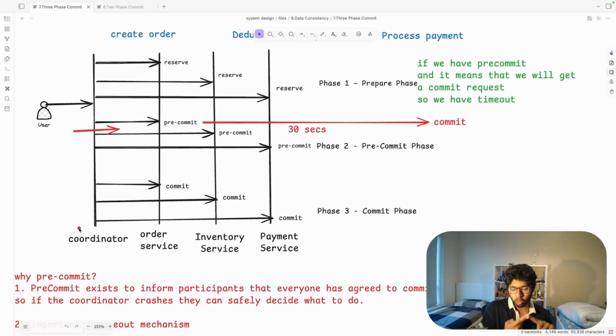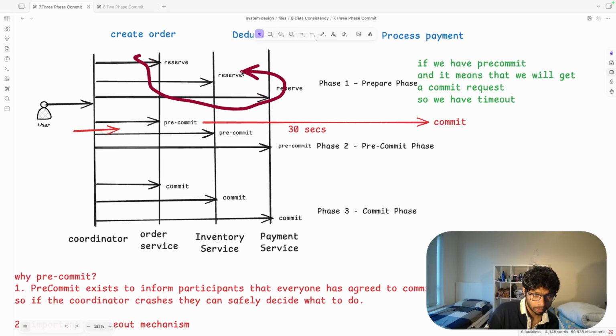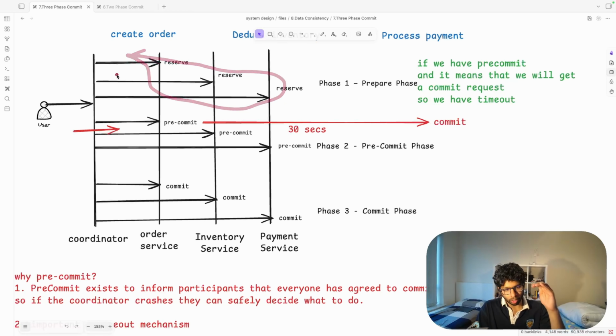So we know very well that we are studying three-phase commit, but we are perfectly sure that three-phase commit doesn't solve the problem of the single point of failure. So it means the three-phase commit has the problem of the single point of failure. Okay, now what it is solving, let's see. After that, the first phase is going to be the reserve phase. Very similar to our two-phase commit.